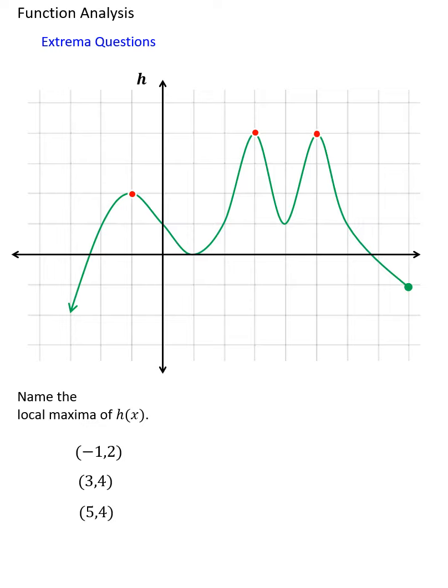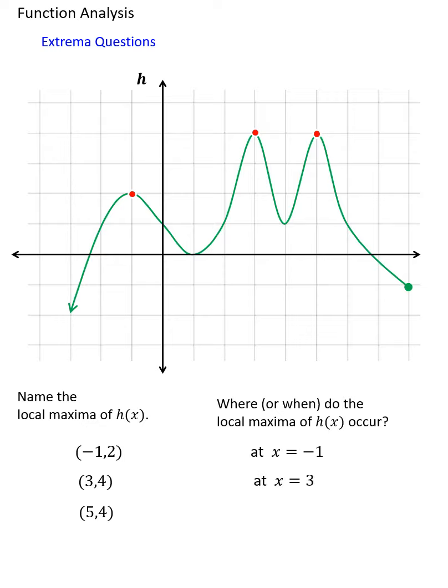And this local maximum is at 5, 4. So if you're asked to name them, then you name them as ordered pairs. That's not surprising. On the other hand, you may be asked, where do the local maxima of the function occur, or when do they occur? Well, they occur at x equals -1, x equals 3, and x equals 5.